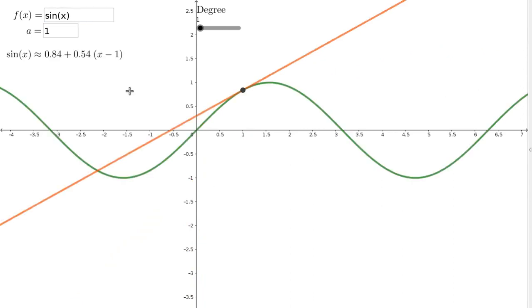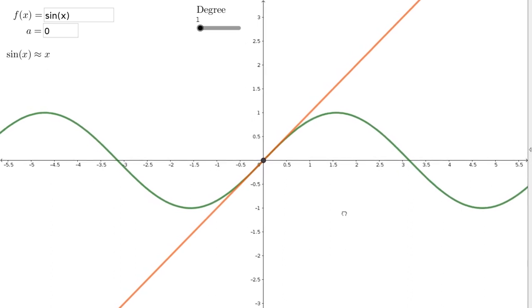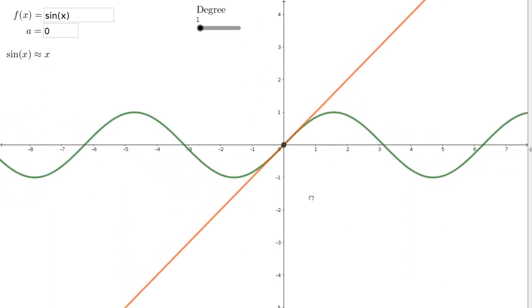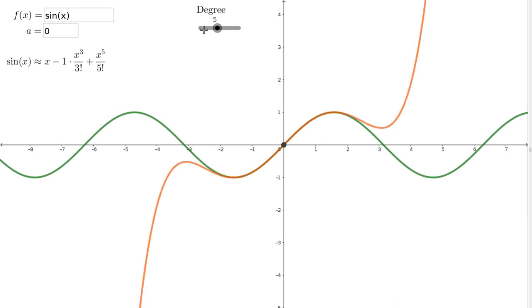This is one of my favorites. Let's take a look at the sine function centered at 0. You may have done this in a Calc 1 class. The linear approximation of the sine function centered at 0 is just x, meaning for small angles, sine is essentially the angle. If we bring this up to a cubic polynomial approximation, look at how much closer our function follows that green sine curve. Notice if we add a 4th degree, there's nothing really there. That's kind of strange. But a 5th degree, oh boy, that really starts following it quite a bit.